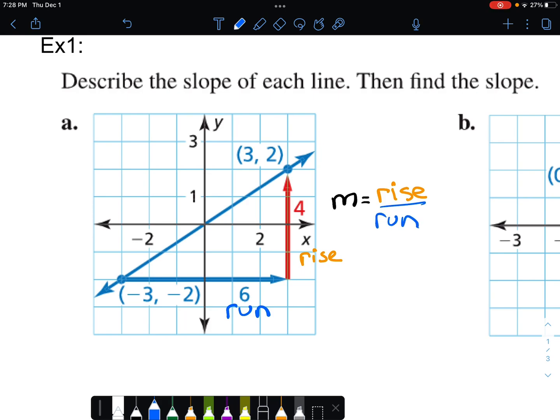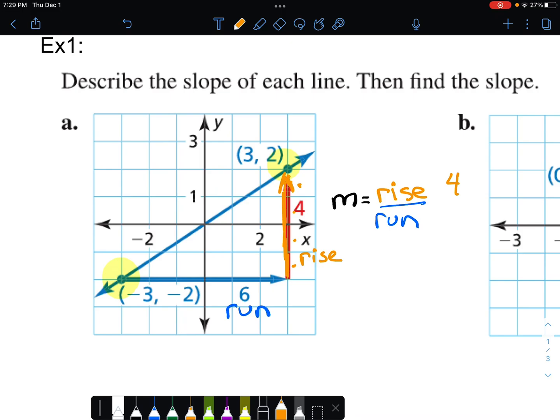So let's see what the rise is. So the rise is that point going from the first point, which is over here, going up the y-axis to this point. So that would give us this line over here. And if we counted the boxes, we can see it's 1, 2, 3, 4. So our rise is 4.